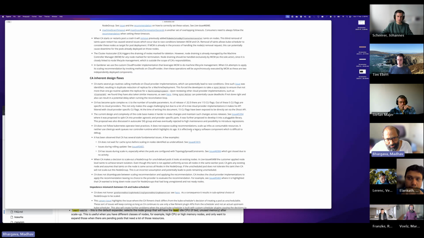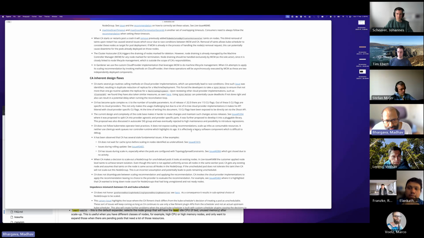CA has inherent design flaws, and we have noticed quite a number of problems with it. One of these problems, which we recently fixed, is that there are a lot of goroutines that CA starts, and these goroutines try to call cloud provider implementation methods. There's a cloud provider interface which every cloud provider has to implement. So AWS, Azure, Cluster API and many others have their in-tree implementation, and MCM has its own in its fork of cluster autoscaler.